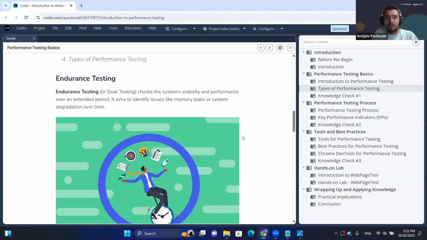It doesn't necessarily mean that you're going to hit the system with maybe 50,000 users. You could probably even use 300 users, 5,000. So again, depending on the requirements. And the goal is to see what happens with the system over time.